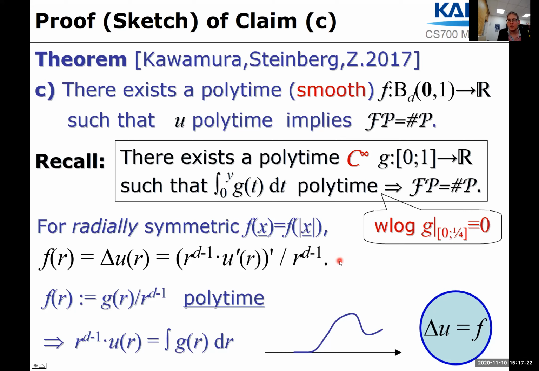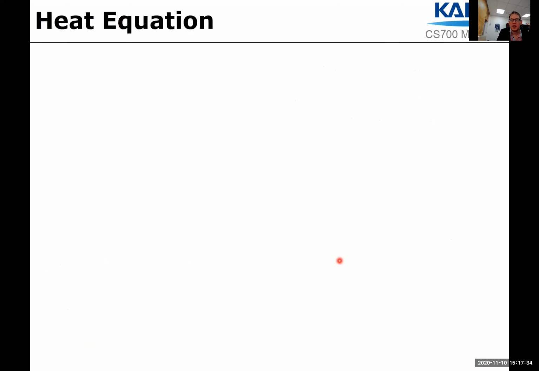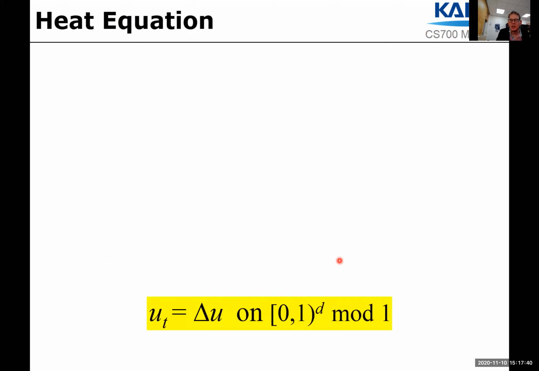Okay, so that concludes our discussion of the intrinsic complexity of Poisson's equation. And now we're ready to move on to similarly discuss the heat equation. Okay, the heat equation is here. The heat equation is this partial differential equation, first order in time. That means it's an evolution equation. It means that the solution function will evolve over time. It will depend on both the space, second order in space.